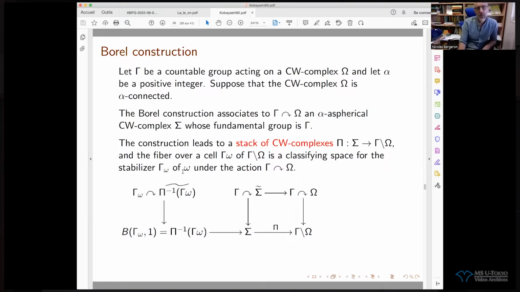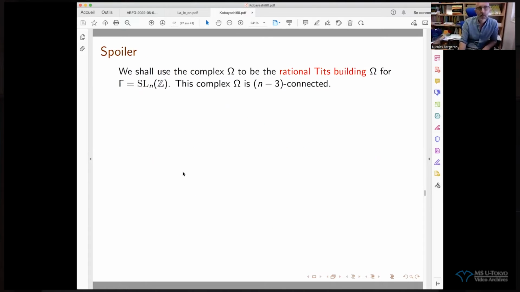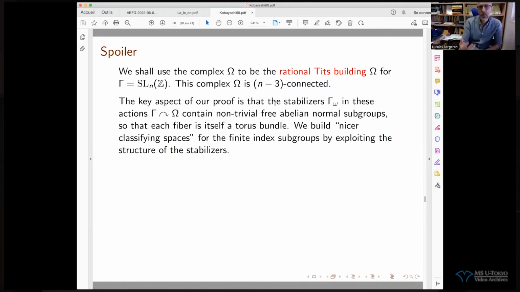To explain what omega will be in our setting, let me say immediately that the complex we will use is the so-called rational Tits building. It's a way to compactify the symmetric space associated to SLN. This is a complex that is n-3 connected, and the stabilizers of the points in omega for the action of gamma on the Tits building are parabolic subgroups. They all contain a non-trivial free abelian normal subgroup.